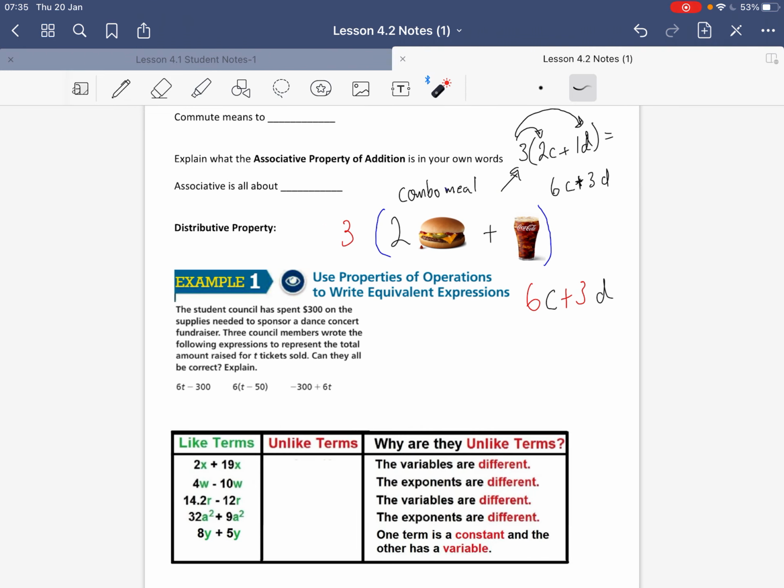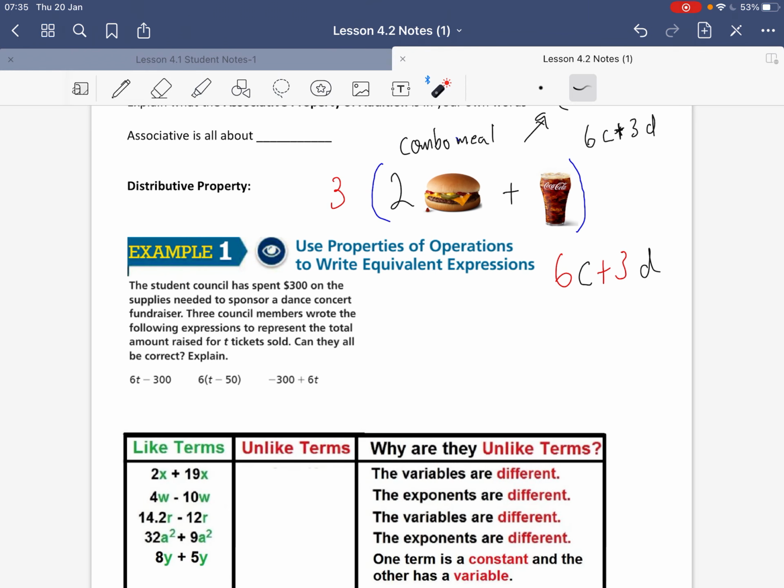All right, so let's go ahead and look at this example here. We are going to use properties of operations to write equivalent expressions. The Student Council has spent $300 on the supplies needed to sponsor a dance concert fundraiser. 3 council members wrote the following expressions to represent the total amount raised for t tickets sold. Can they all be correct? So it's 3 different expressions. 3 different people wrote these expressions. We're wondering if they're the same.